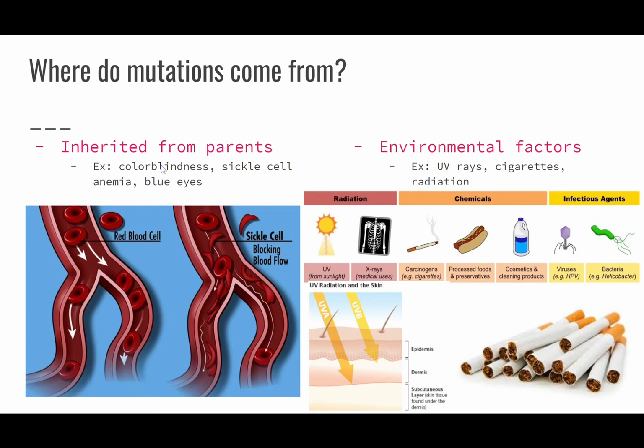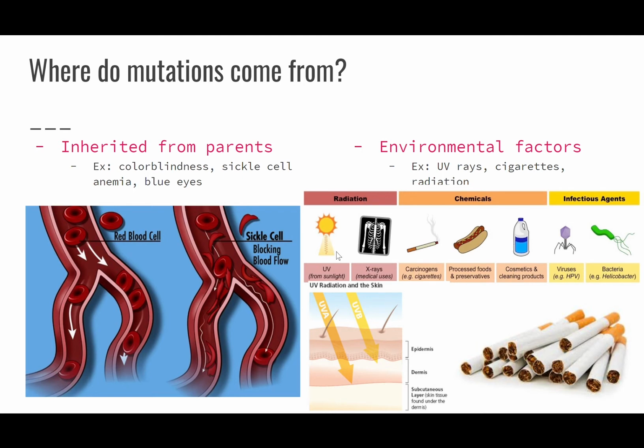And so this might be color blindness, sickle cell anemia, or something even as benign as blue eyes. Those can be passed down from parent to offspring. But there are also mutations caused by environmental factors, and these are ones that are kind of more sensationalized, perhaps, in the media. And so you might have heard of any of these.